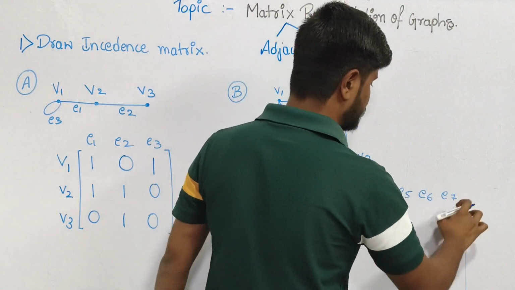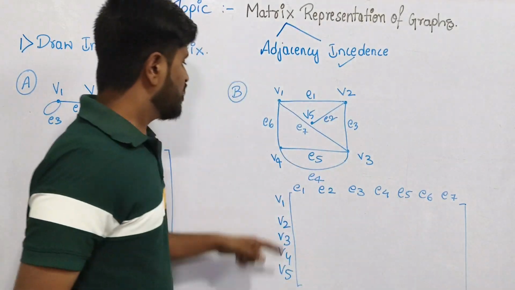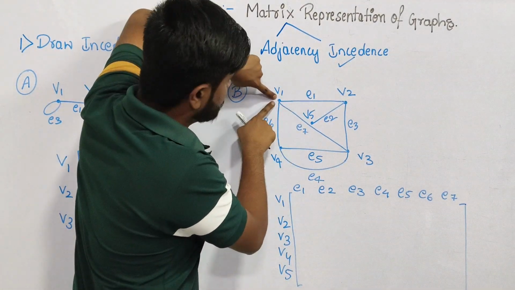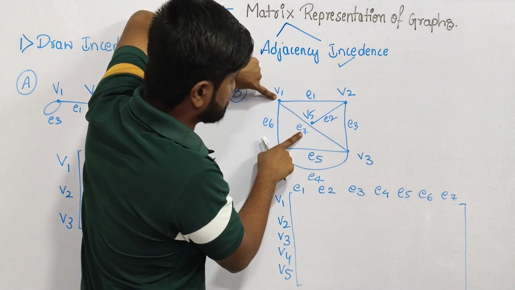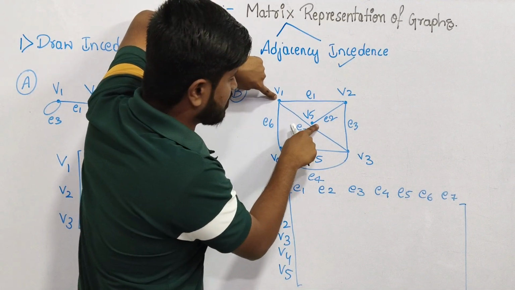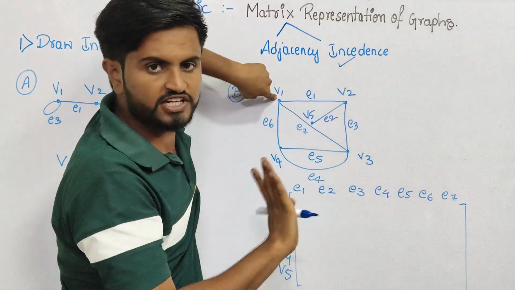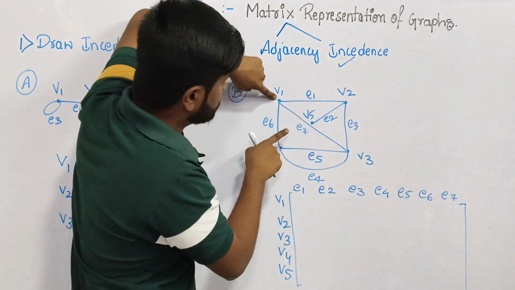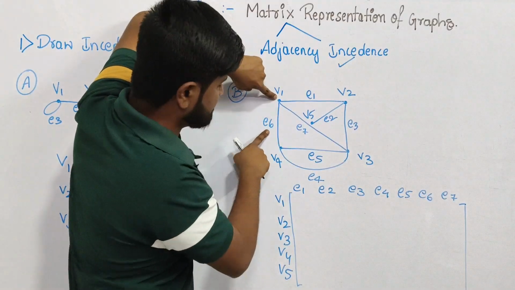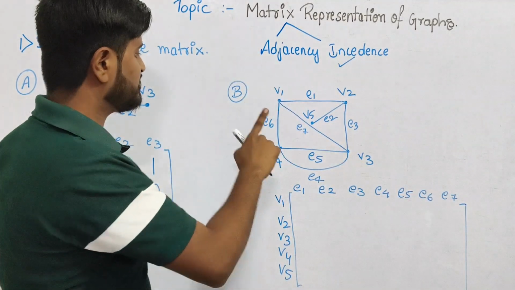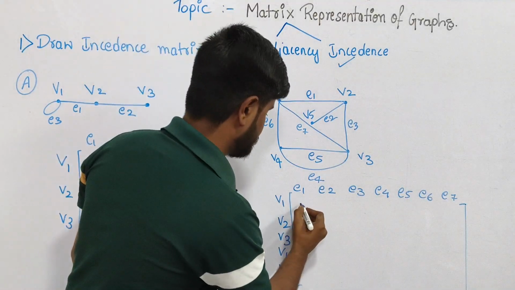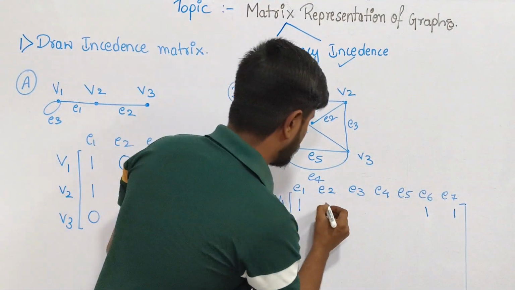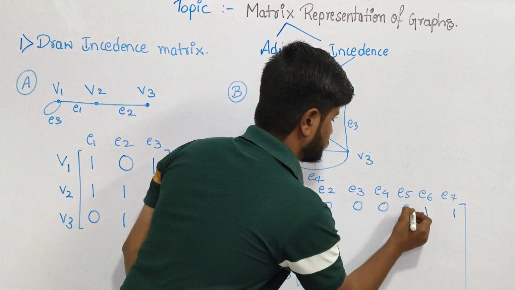Using this, let's build the incidence matrix. If you see V1, V1 has direct connection with E1 and with E7. E7 is not touching V5. So from V1 you can use E1, E7 and E6. So E1, E7 and E6 will get 1 and all others will get 0.